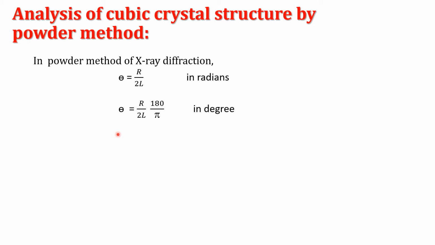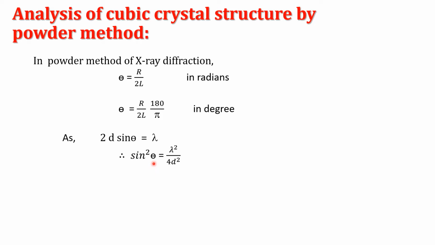Hence, for cubic crystal structure, we write the equation. Firstly we define Bragg's condition, and from Bragg's condition we find sine square theta. Squaring both sides and simplifying, sine square theta equals lambda square divided by 4d square. This theta is the diffraction angle, or the Bragg's angle, that we measure in the powder method.